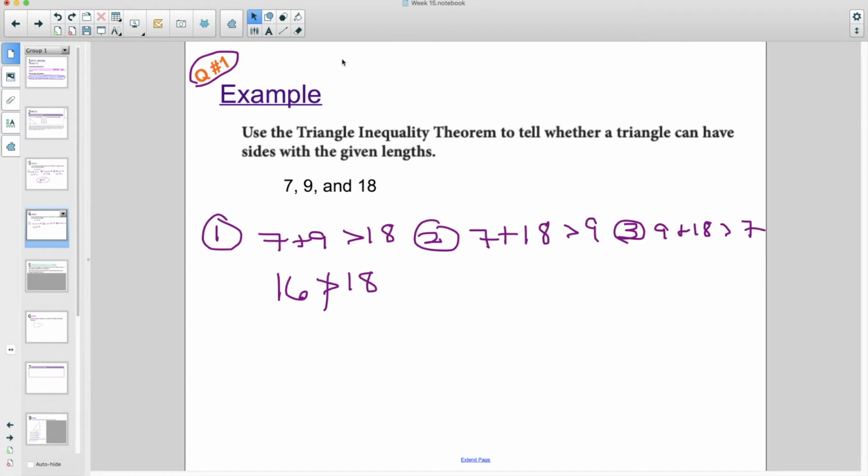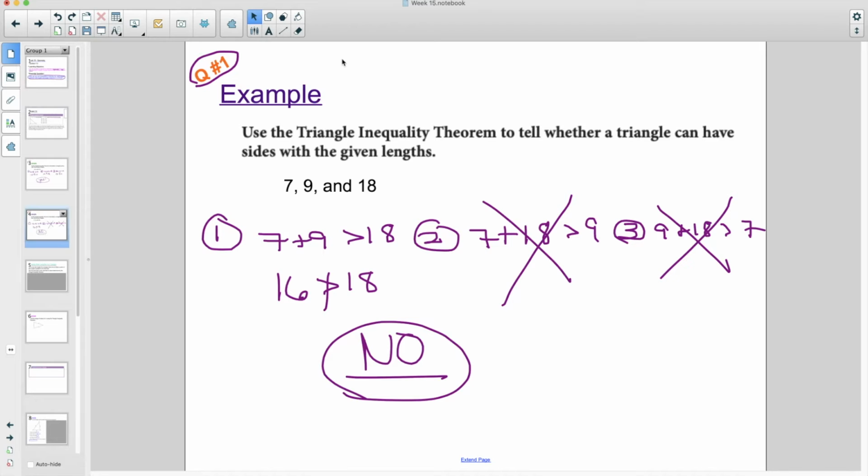That's not true. So because we have one of the combinations that does not work, we do not have to check the other two. We're done. Because remember, all three have to work in order for a triangle to be formed. So the answer for this is no. Nope, we cannot form a triangle with those three lengths.